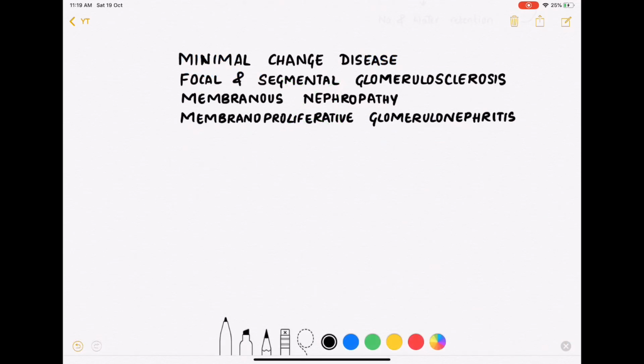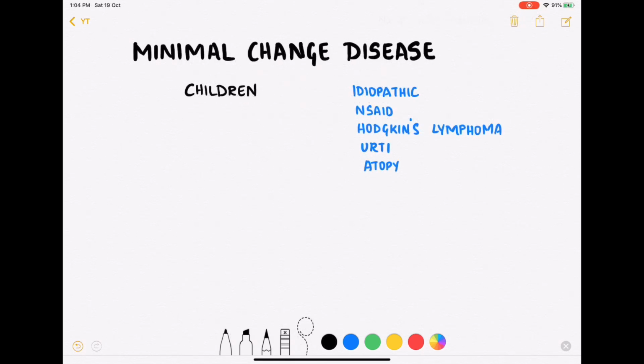We have four main causes of nephrotic syndrome. They are minimal change disease, focal and segmental glomerulosclerosis, membranous nephropathy, and membranoproliferative glomerulonephritis. Minimal change disease is the most common cause of nephrotic syndrome in children. And it could be idiopathic or could be associated with drug usage such as NSAIDs, or it may be associated with Hodgkin's lymphoma, upper respiratory tract infection, or atopy.